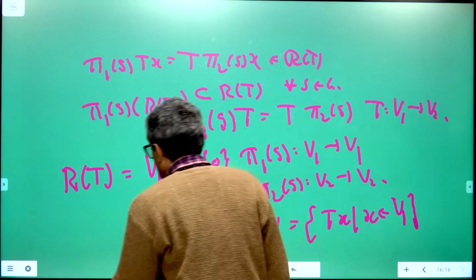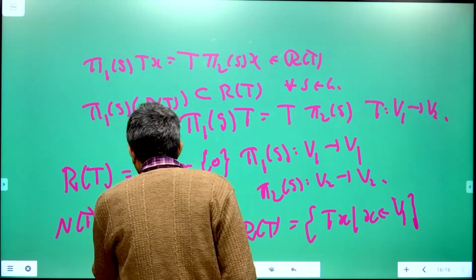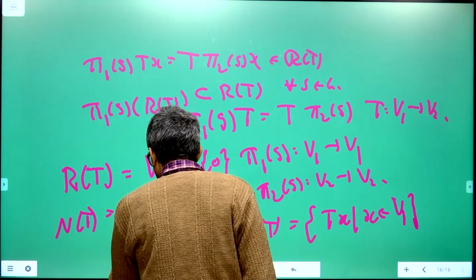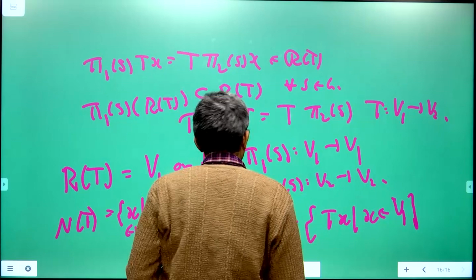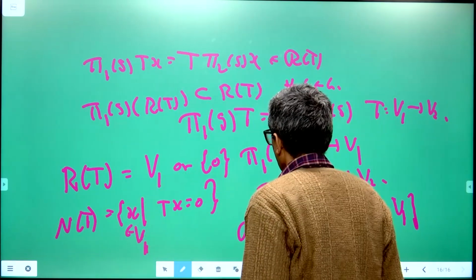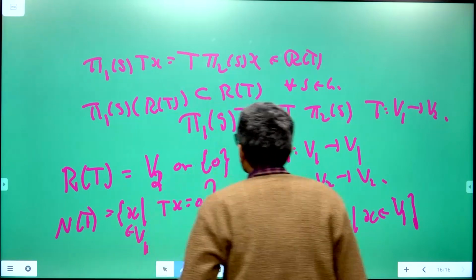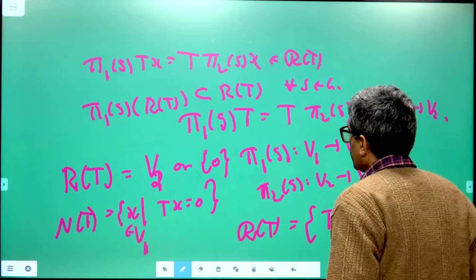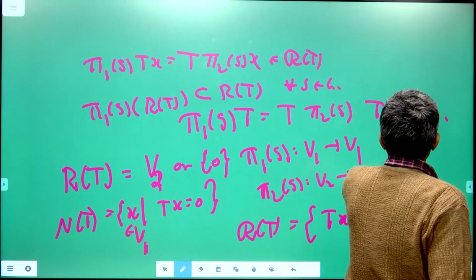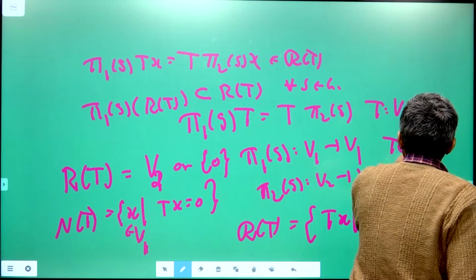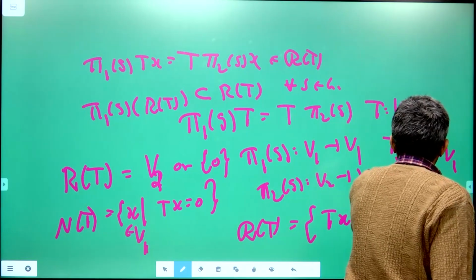Likewise, if you look at the null space of T, what does it mean? That means the set of all x in V1 for which Tx is equal to 0. Range of T is a subspace of V2, okay, this will imply that range of T is either V2 or the 0 subspace. So T maps V1 to V2, T V1 is contained in V2 and this is called the range of T.